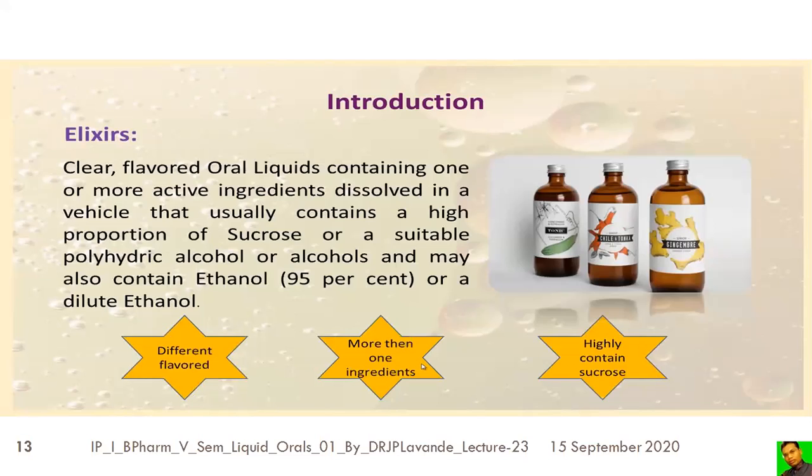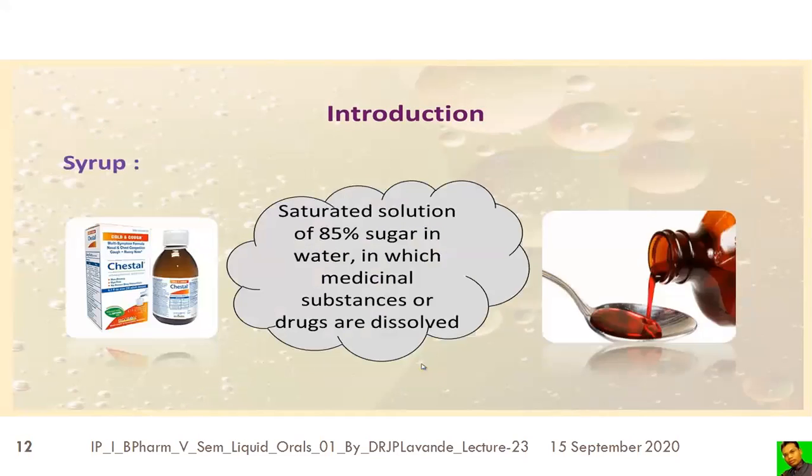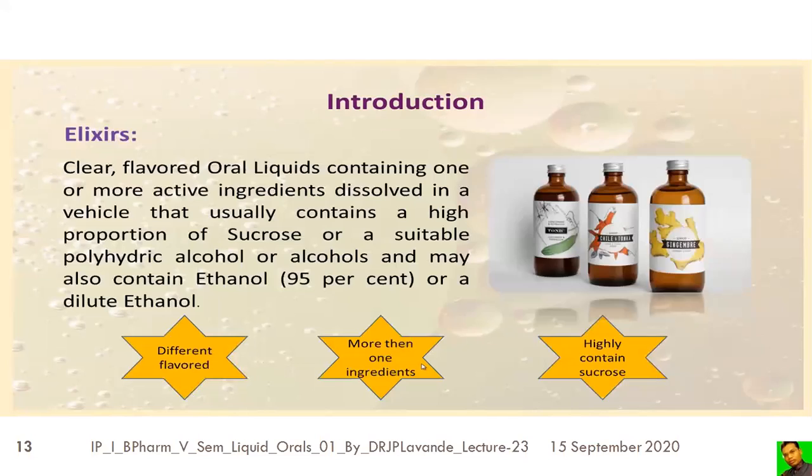So what is the basic difference between the elixirs and the syrup? Yes, syrups are purely watery liquids, and they contain sugar in the saturated dissolved state, that is 85%. Whereas elixirs contain aqueous and non-aqueous vehicles.